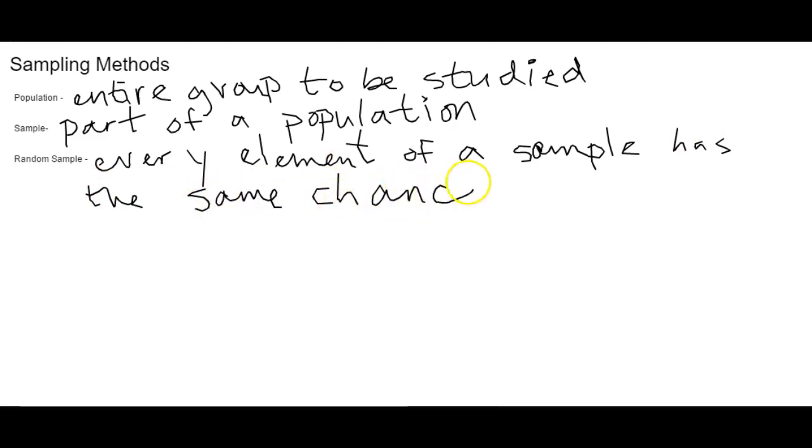So again, that example, if our entire population is the high school and we only surveyed the sophomores, that's not a good sample. But if we surveyed some students from freshman, some from sophomore, some from junior, some from senior, that's a better sample, and it's a random sample.